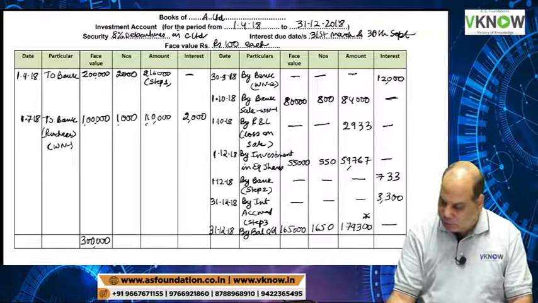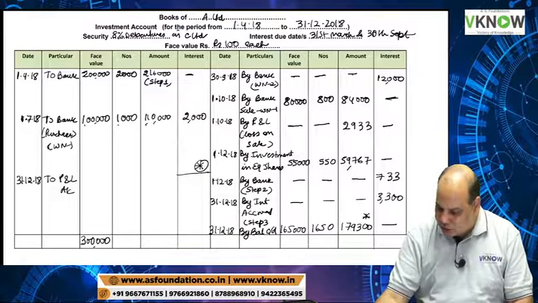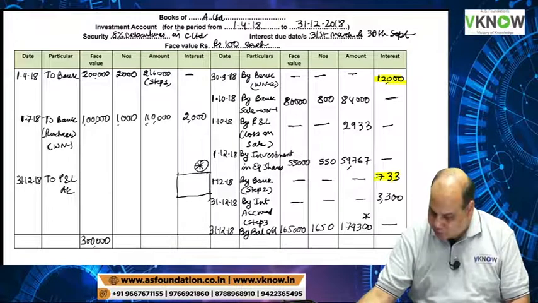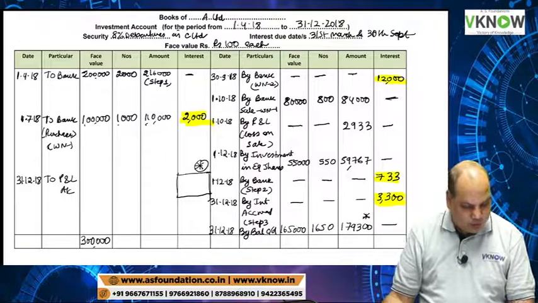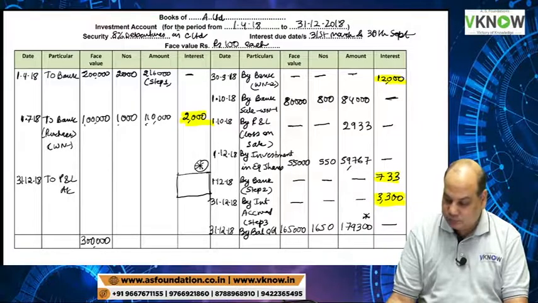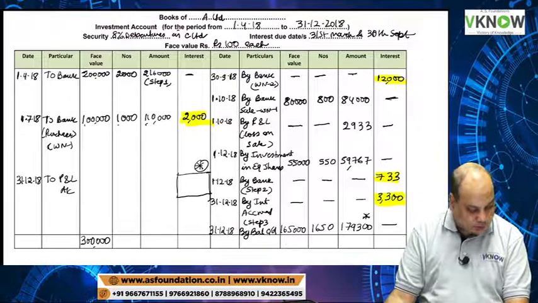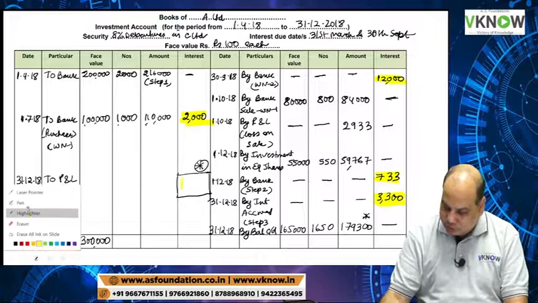And now one last thing you have to do is on the debit side, 31/12/18, to P&L account, interest transferred to P&L account. So tell me the balance of interest account. Take 12,000 plus 733 plus 3300 minus 2,000 minus 2,000. How much interest will you transfer to P&L account? Interest 14033.